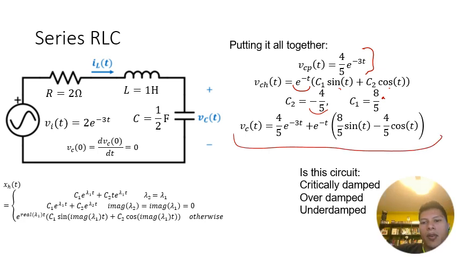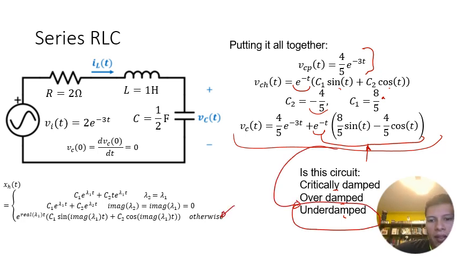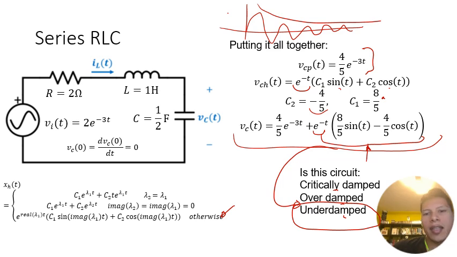Okay, so is this circuit critically damped, overdamped, or underdamped? The answer is underdamped because we have complex roots, or a homogeneous solution of this form. And so basically your homogeneous solution will look something like this, where you decay. It doesn't necessarily have to start at 0, but that's our homogeneous solution.